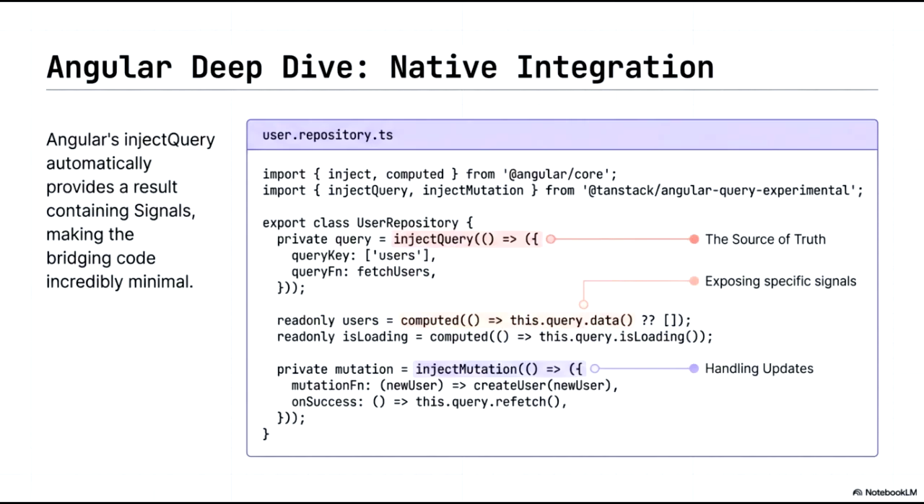Furthermore, handling updates is streamlined with injectMutation. In this scenario, when a new user is created, the onSuccess callback triggers a refetch of the primary query, ensuring our UI remains synchronized with the server-side state. This seamless integration between TanStack Query and Angular signals creates a robust and highly readable repository pattern.